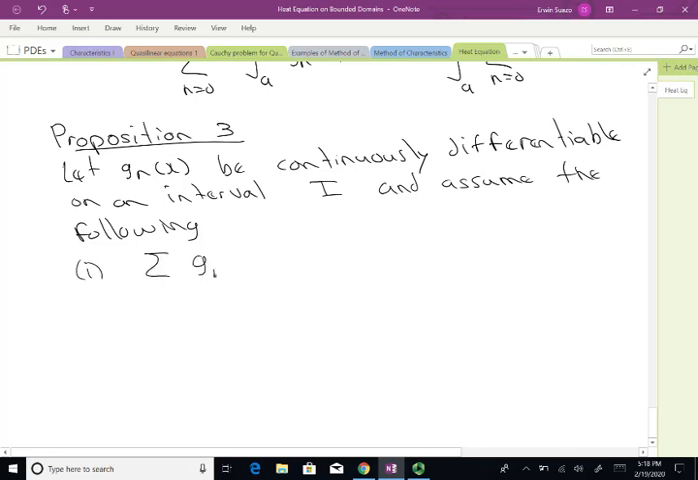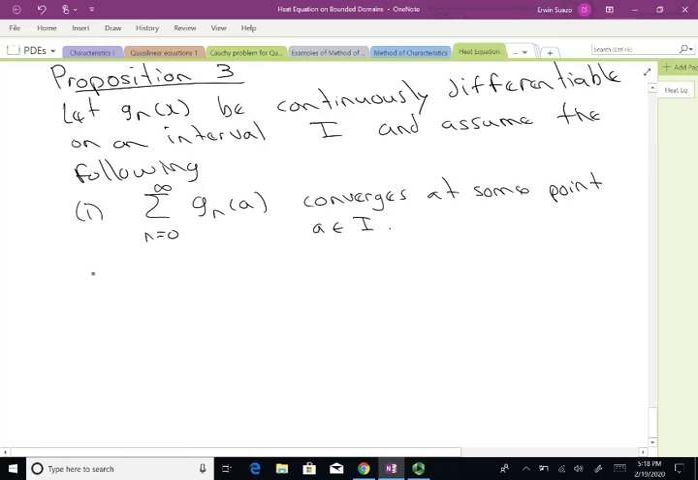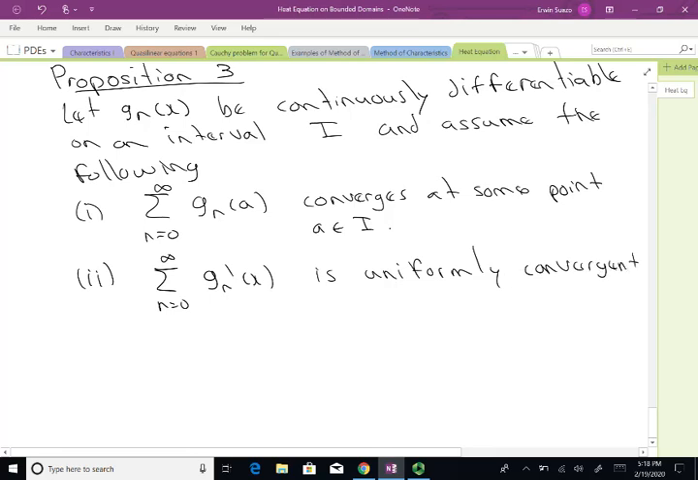the sum of g sub n of a, from n equals 0 to infinity, converges at some point a in the interval. Second, the sum of the derivatives is uniformly convergent on the interval.